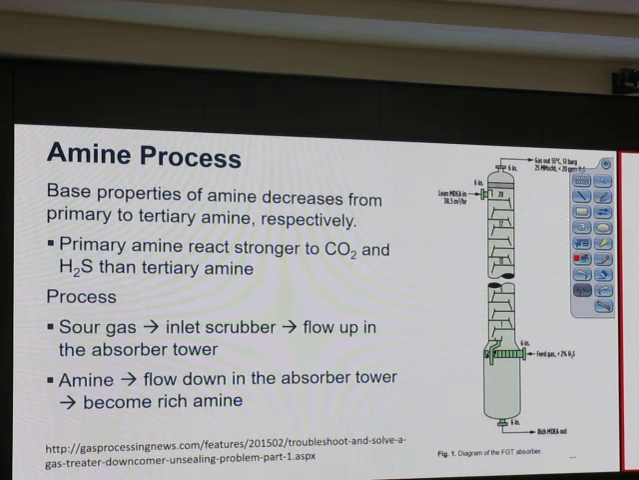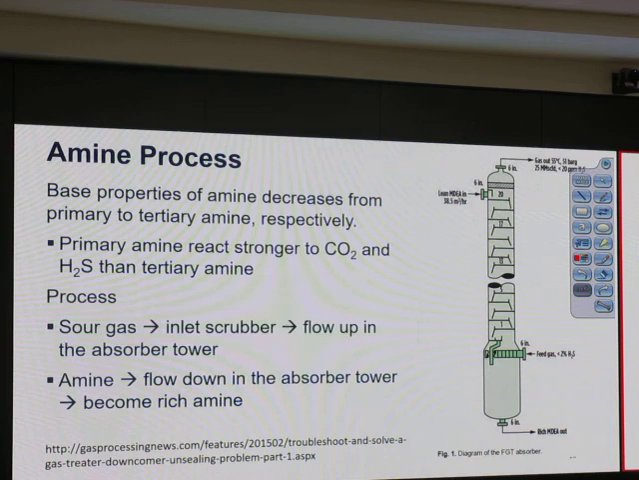The process is sour gas coming in. We have an inlet scrubber. What is an inlet scrubber? It is a separator, a baby separator. What does the inlet scrubber do for the sour gas? The role of a separator is to remove liquid, right? So we have an inlet scrubber to remove any water, any hydrocarbon, anything that is in liquid phase.